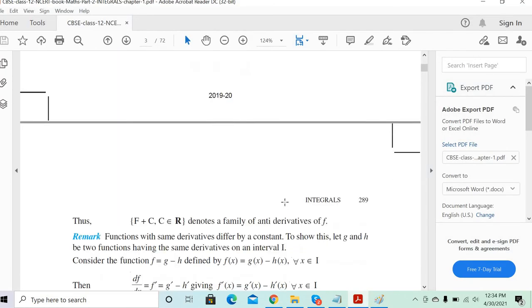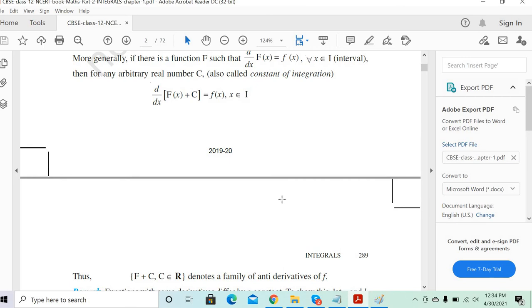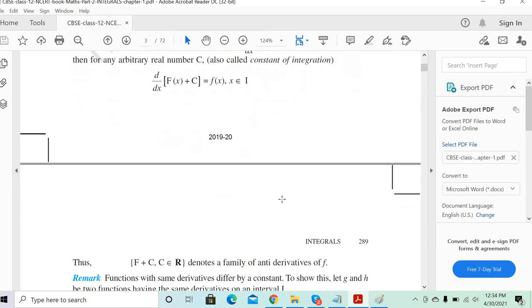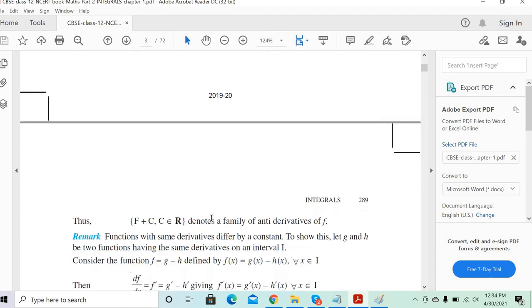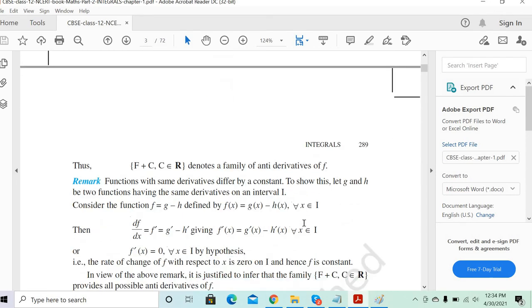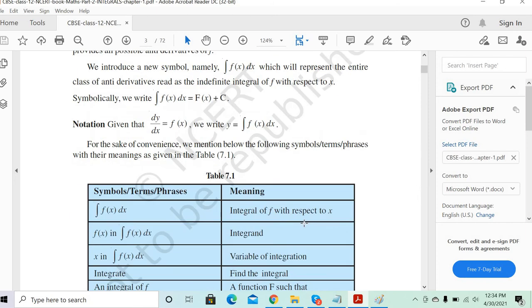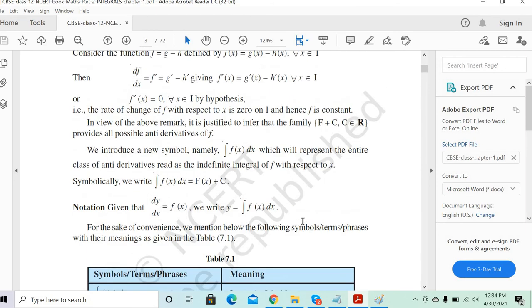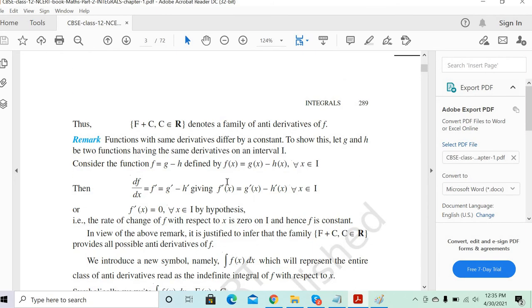Yeah. Okay. Now what we say here is that f of x plus c, where c belongs to the real numbers, denotes the family of antiderivatives of f. So what exactly does the antiderivative mean? We'll try to understand this part now. Before this, the c part you will understand using the graph. When we do the graph part, you will understand how the c value changes the graph. Correct? Yeah. Okay.